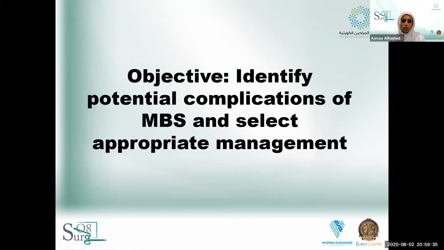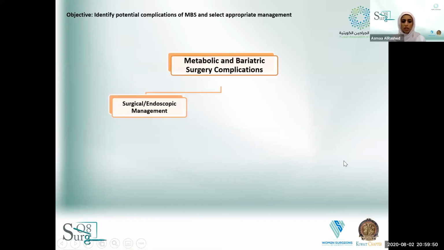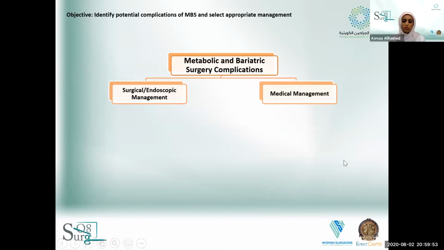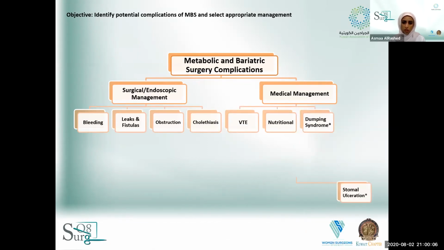All right, so now you've seen 5 types of primary bariatric surgeries. Now we're gonna see the complications. So what are the complications that can occur for these patients? I summarized most of the complications into either complications that will require surgical, endoscopic, or radiological intervention, or complications that would require medical management, for example.